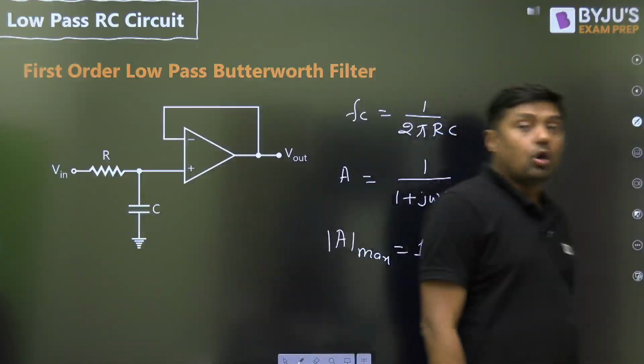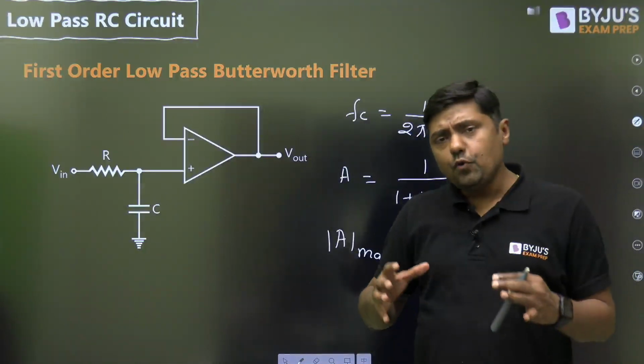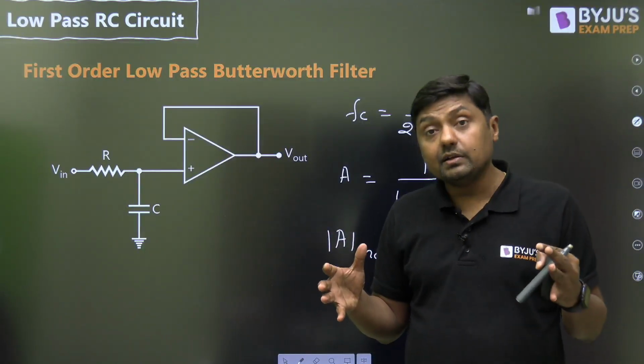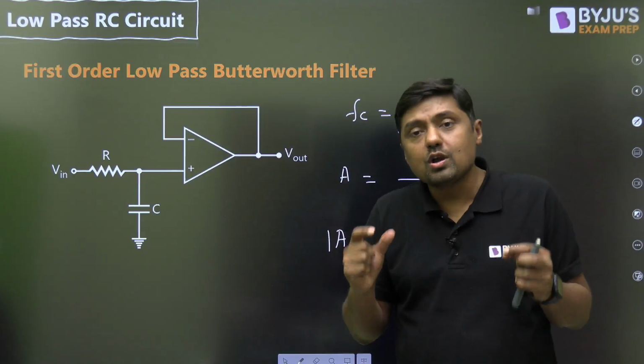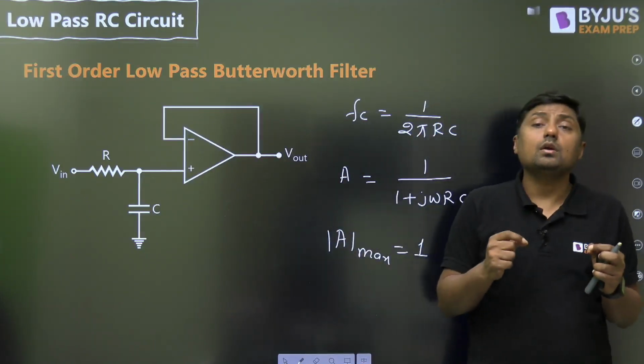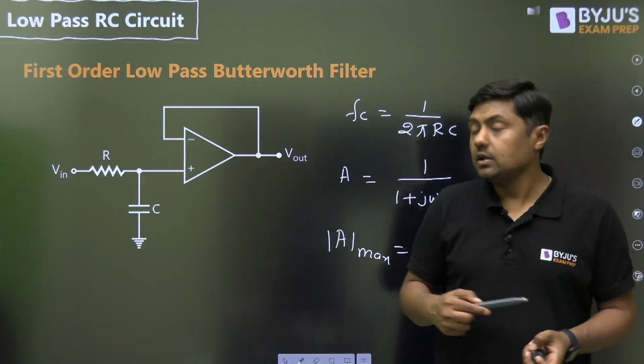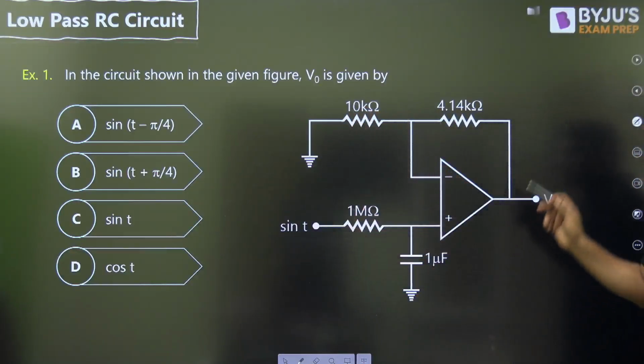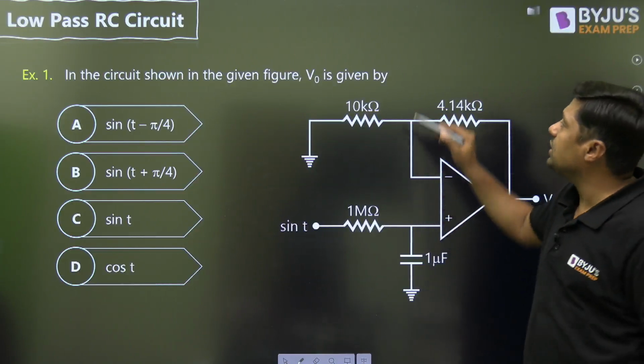Maximum gain is 1. Now, if you want more than that, if you want to increase the gain, then we have to connect what? Non-inverting operational amplifier. What is the non-inverting operational amplifier? You will get the idea by solving this question. So this is a question in GATE exam.